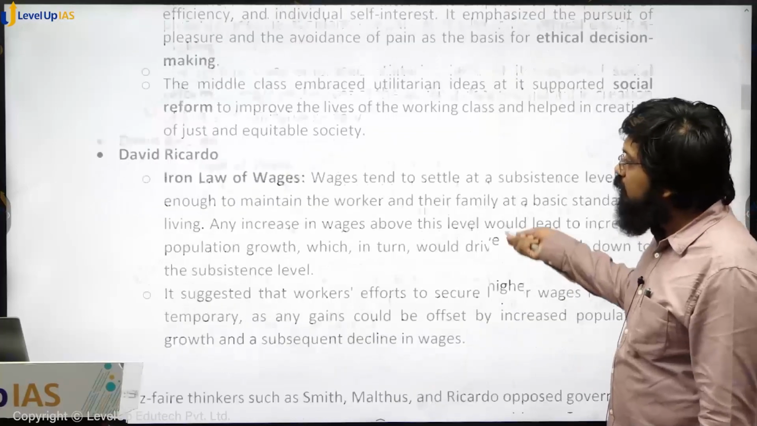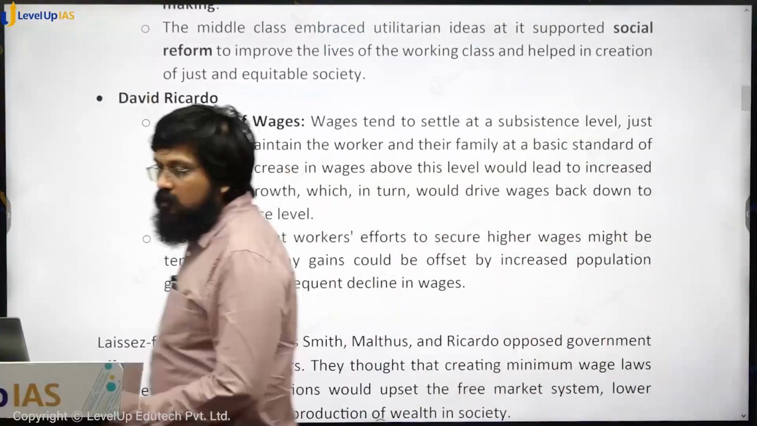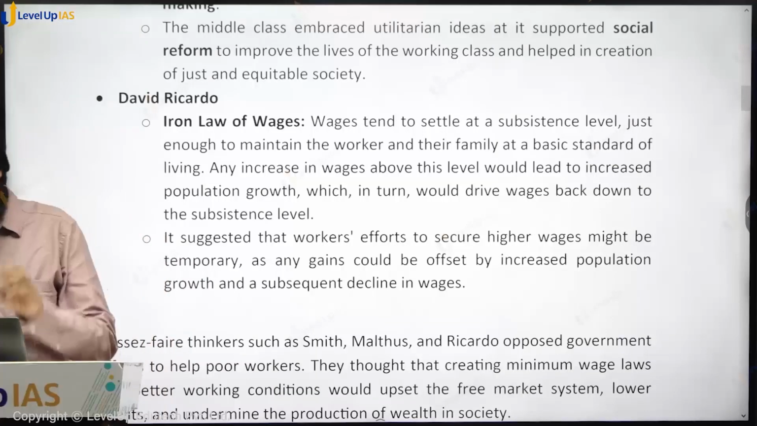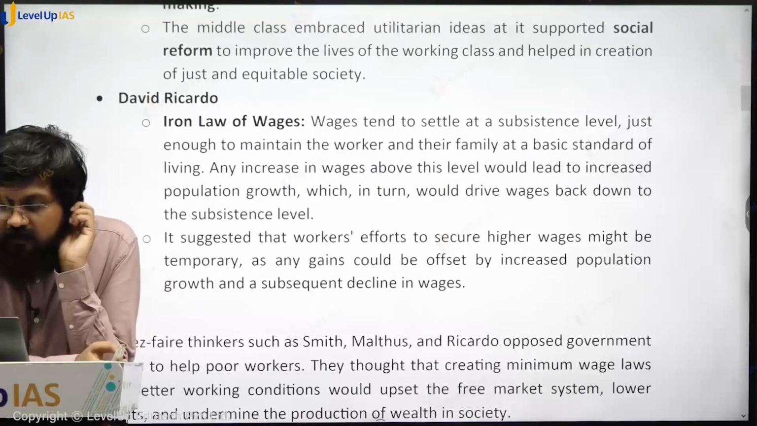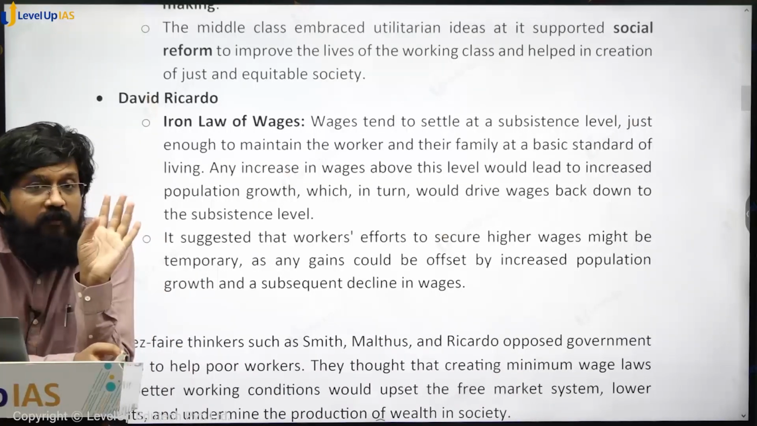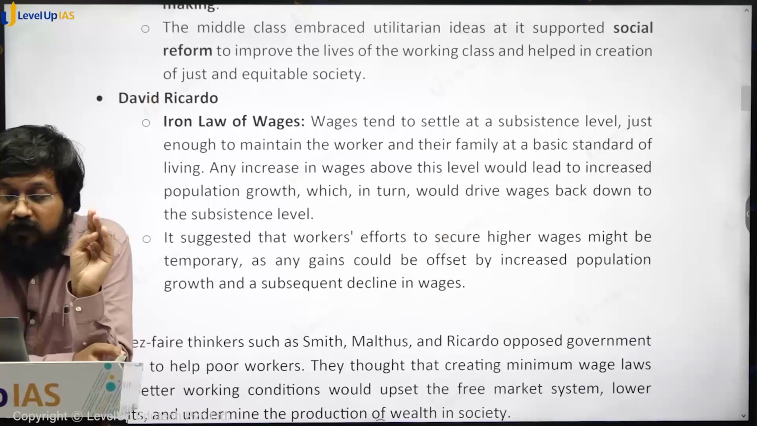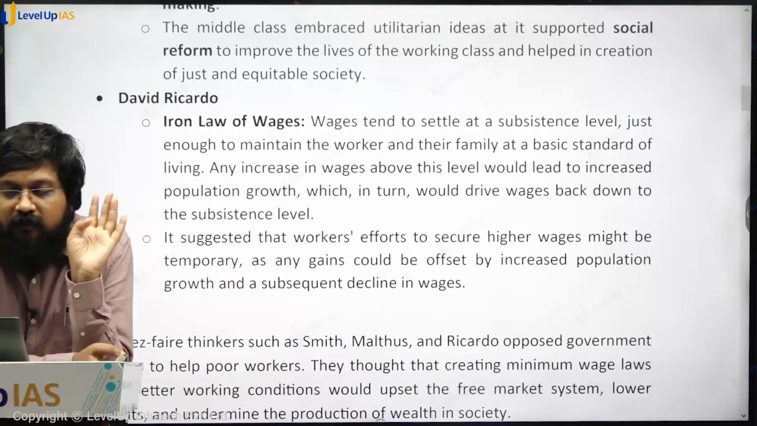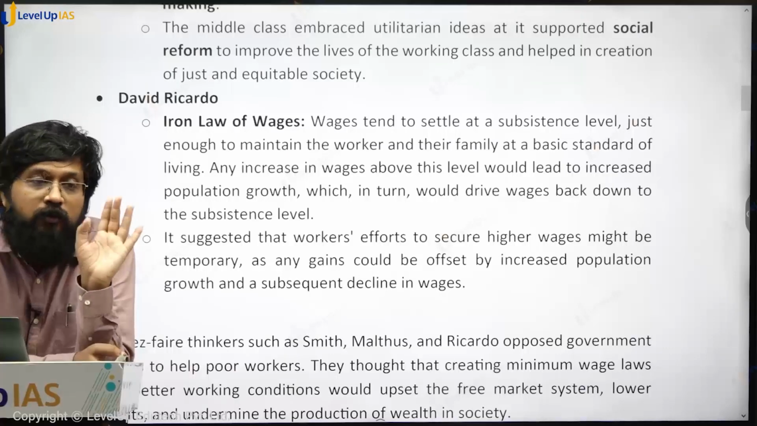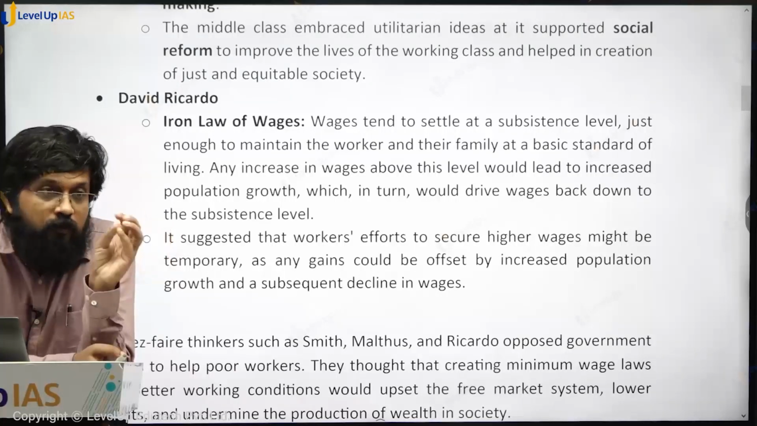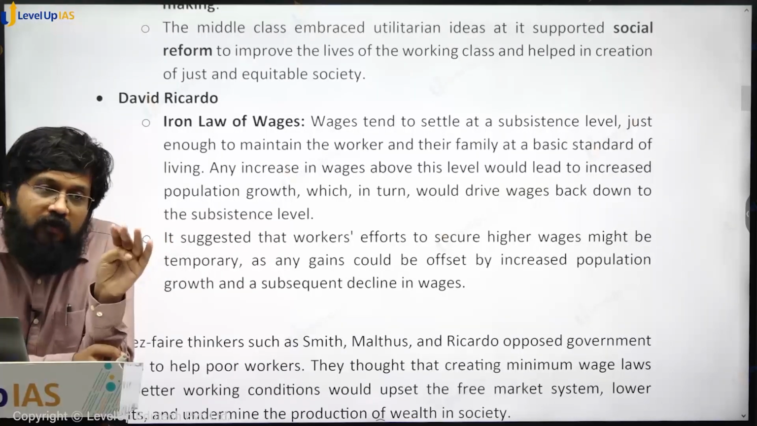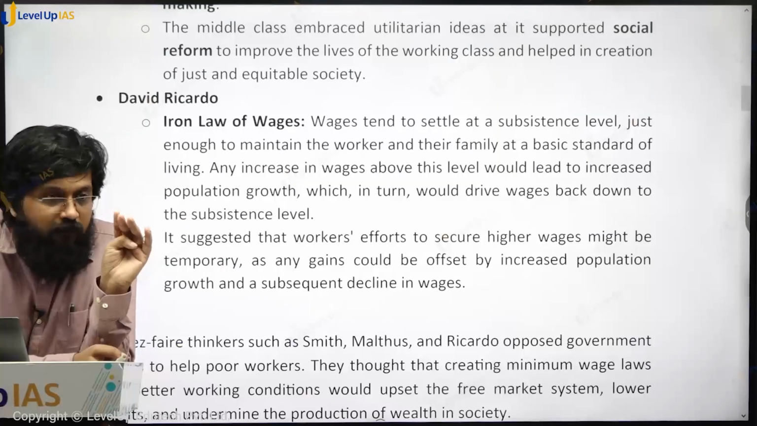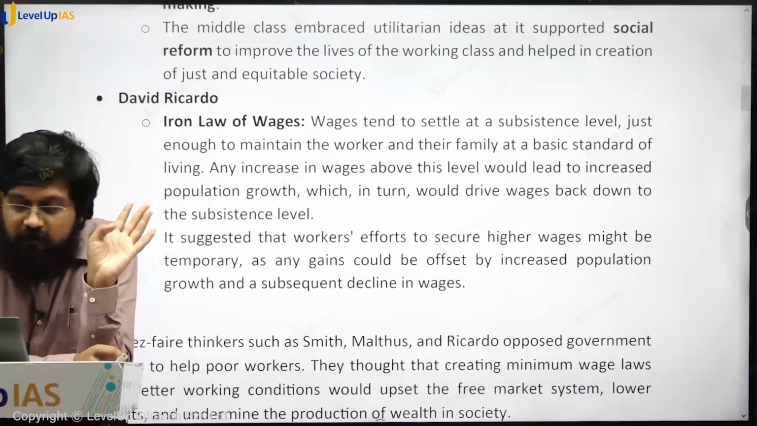And then David Ricardo. Ricardian laws, the iron law of wages. Wages tend to settle at the subsistence level. The core of the iron law of wages: wages tend to settle at subsistence level, just enough to maintain the worker and their family at a basic standard of living. If you pay above that, they will have children and their expenses will increase again, and their quality of life will come back to the same place. That was his basic idea.